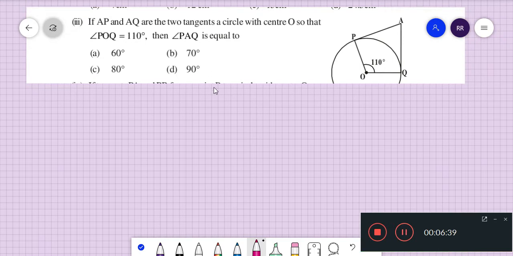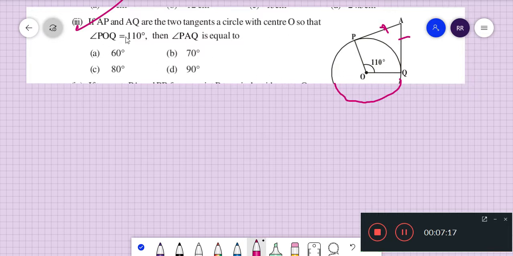Hello children. Next question, question number 3. If AP and AQ are two tangents to a circle with center O. See, look here. AP and AQ are the two tangents. These are the two tangents. Okay, children. And with the center O, this is the center of the circle. This is the circle. Imagine this is a circle.